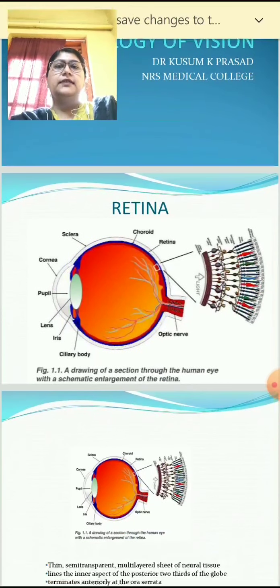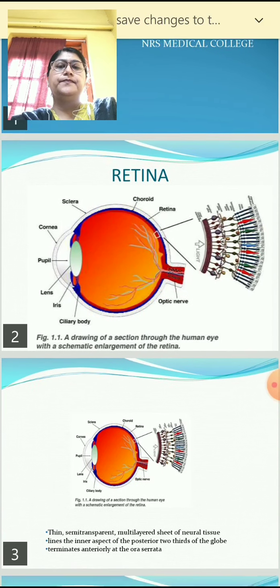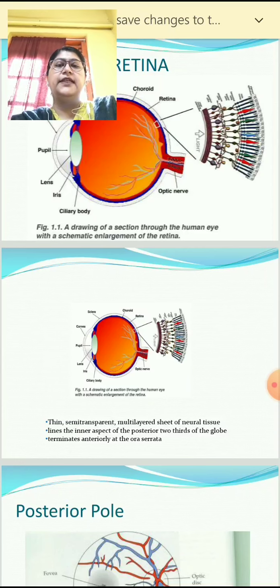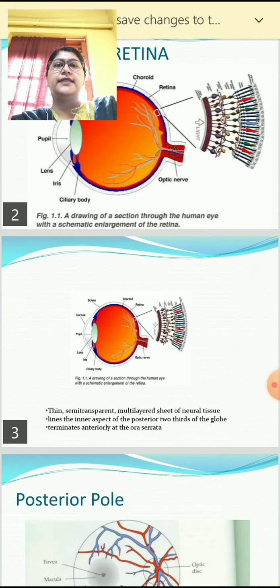In this diagram, you can see a small cross section is shown. On the right side, you can see the layers of the retina are depicted. This retina is a thin, semi-transparent, multi-layered sheet of neural tissue which lines the inner aspect of the posterior two-thirds of the globe, and it terminates anteriorly at the ora serrata.